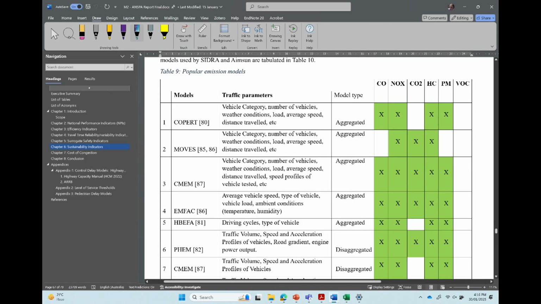COPERT, MOVES, these are very standard accepted models that take into account certain parameters that can be at an aggregated level or at a disaggregated level. They provide certain features. Again, these are the models that you can do the modeling with. Once you have the analysis and the data, you can obtain this and also compare how the system has performed with respect to not just delay, but other forms of indicators also. And there is a big discussion within the road agencies that we have focused only on delay. Then we have to go broad.